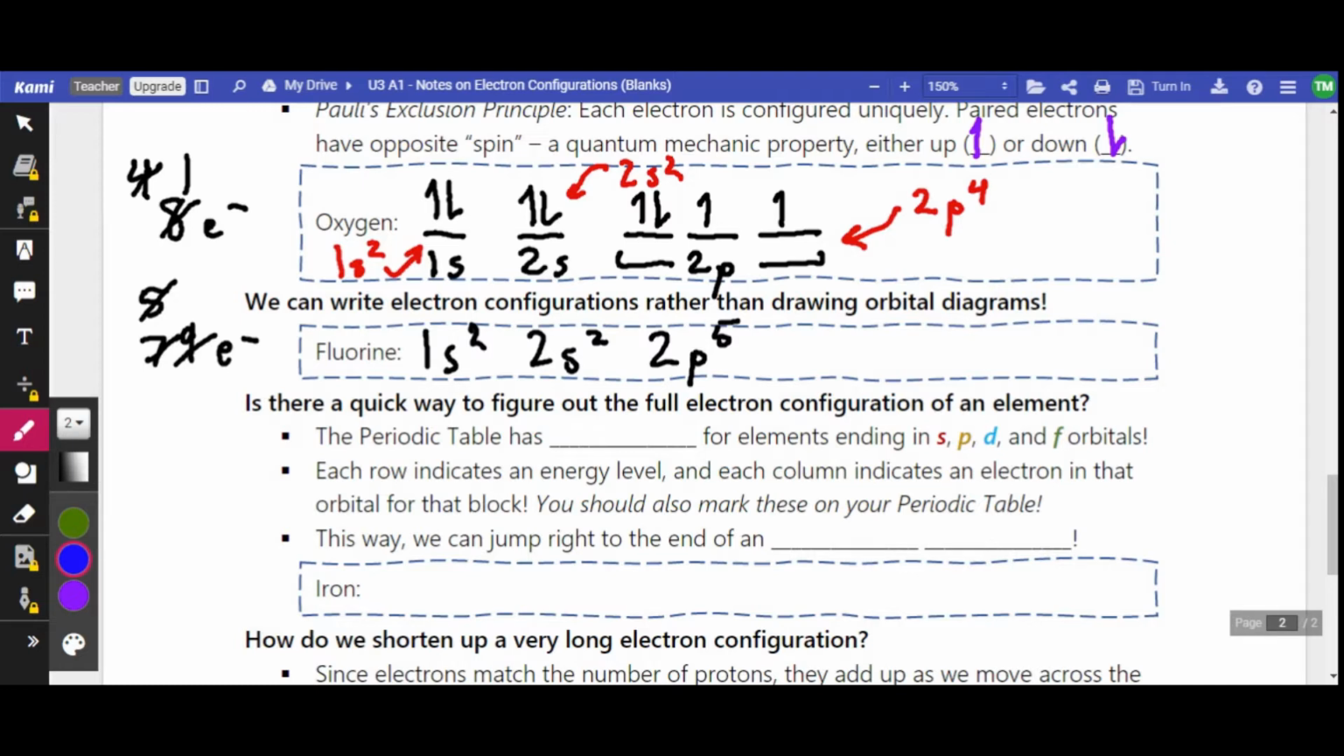Like, for instance, barium has a total of 56 electrons. I'm going to have to try and put them all in there. So there's got to be a couple more ways that we can make this easier on us, and there are.